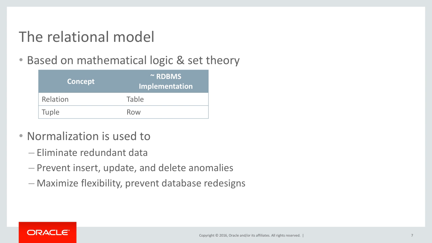So the relational model, which is used by relational database management systems, is actually based on mathematical logic and set theory. It's kind of hard to work around math. We have some concepts like relations and tuples in the theory, and they've been implemented in databases as tables and rows. In these systems, we use normalization to eliminate redundant data as well as avoid different kinds of DML anomalies that may occur otherwise, and also to maximize flexibility, preventing database redesigns.